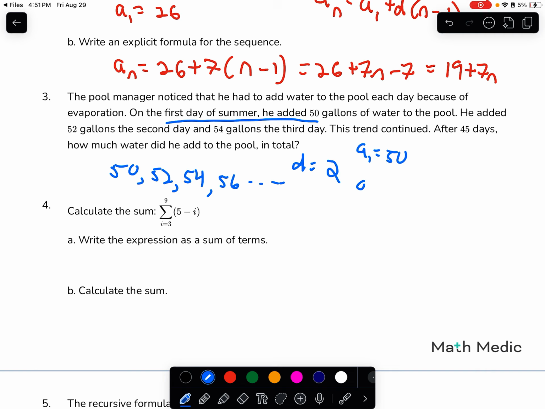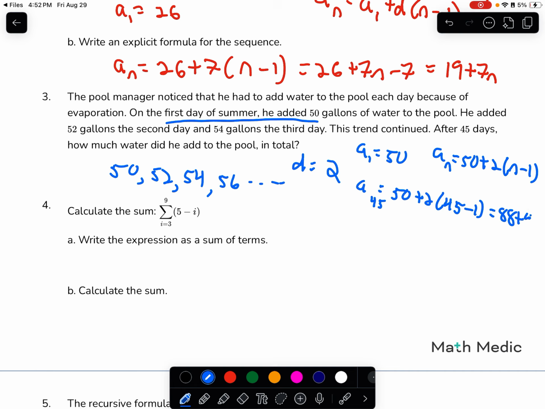You need to continue after 40. You want to know what a sub 45 is. To figure that out, you know that a sub n equals 50 plus 2 times n minus 1. So a sub 45 would be 50 plus 2 times 45 minus 1, which is, what is that? 45 minus 1 is 44, times 2 is 88. So it works out to be 88 plus 50.